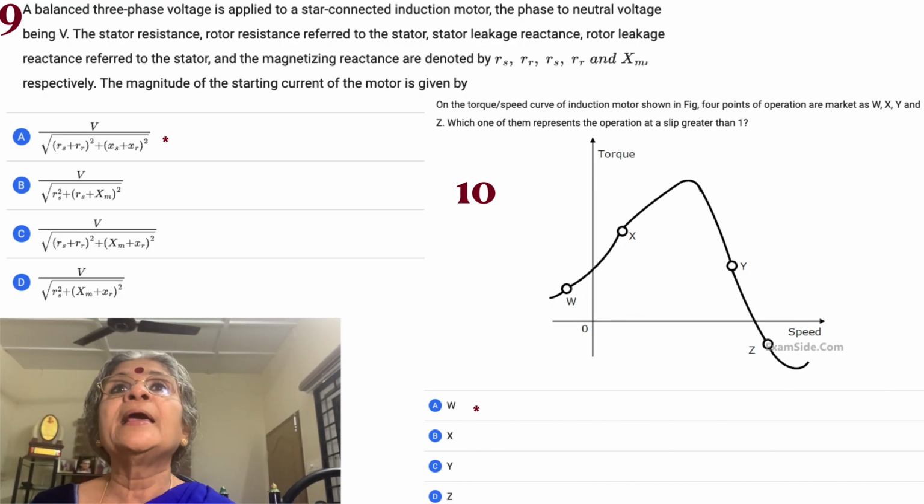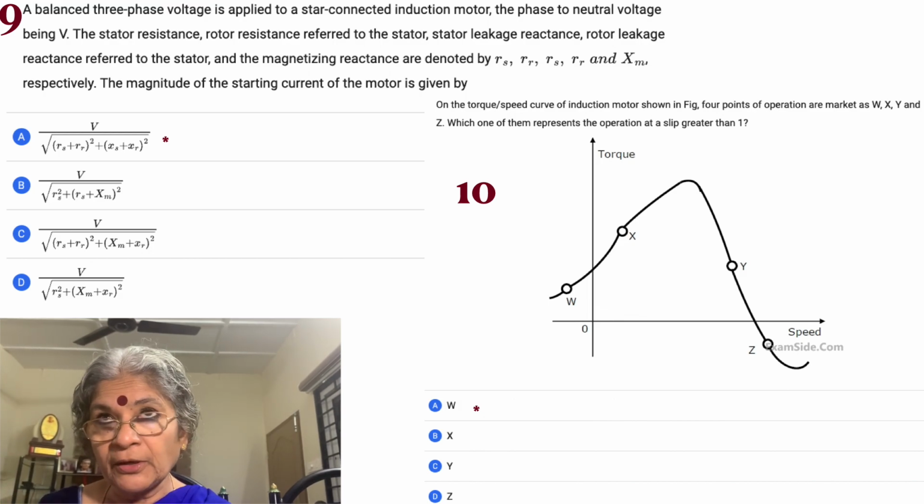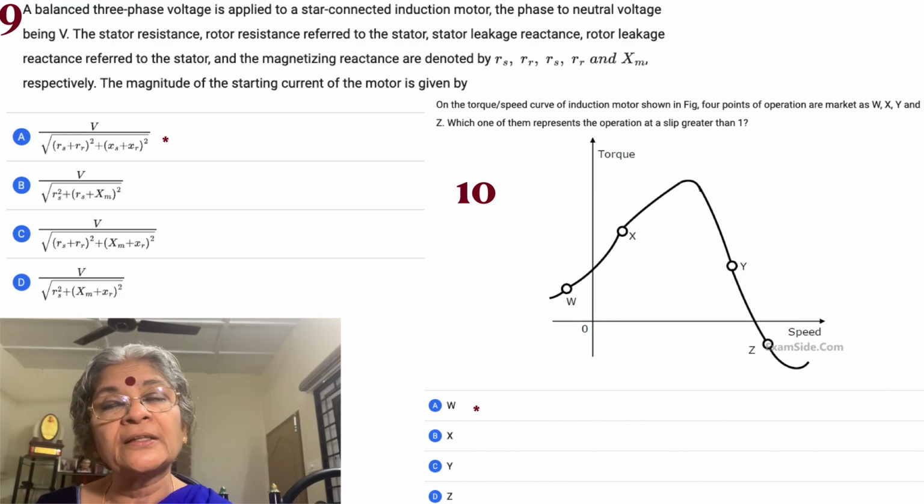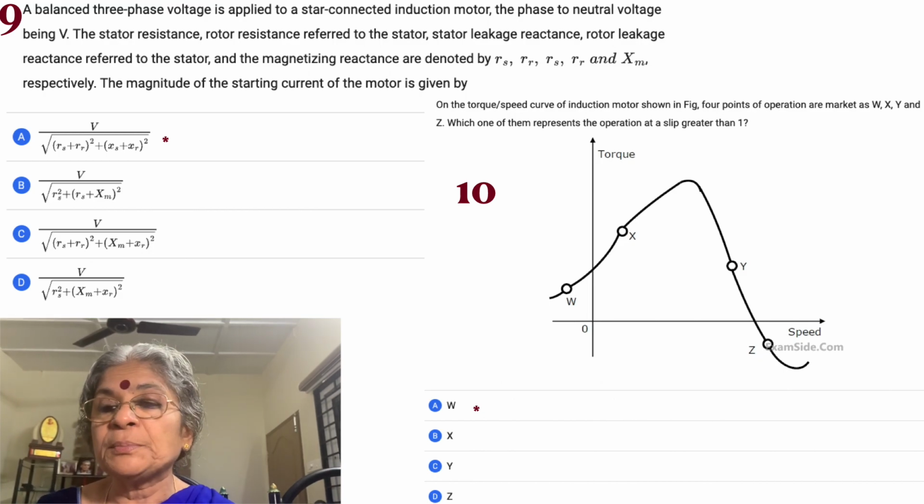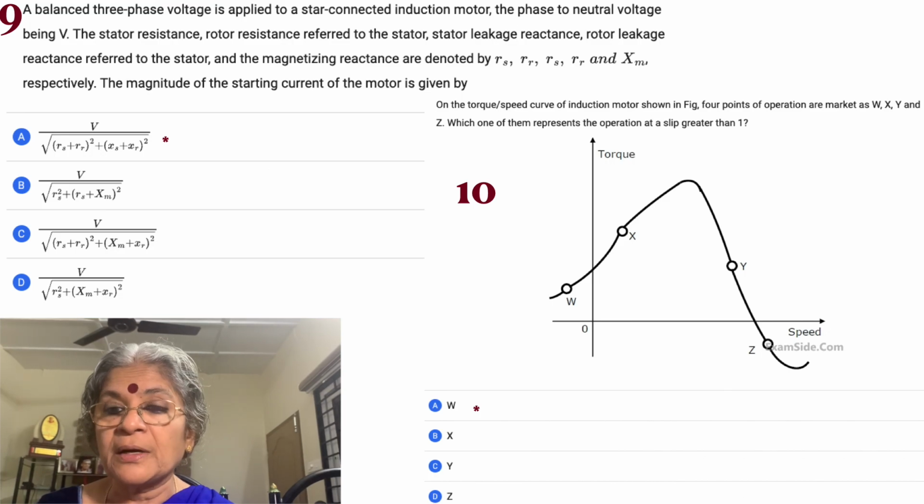Only when the slip, which is ns minus n divided by ns, is greater than 1. For that, the speed has to be in the reverse direction, or it should rotate in the opposite direction. So it becomes ns minus minus n, then ns plus n divided by ns. So obviously the negative speed zone is where W is marked. So the answer is W, as simple as that.